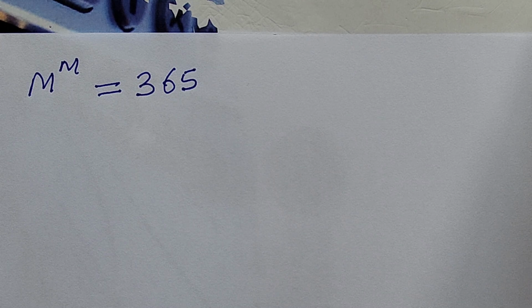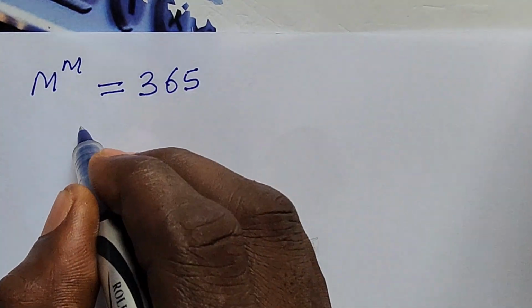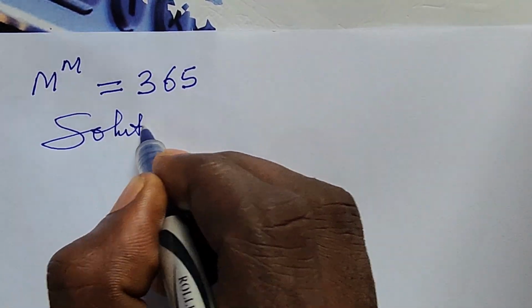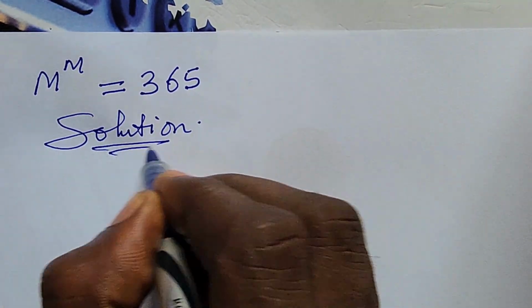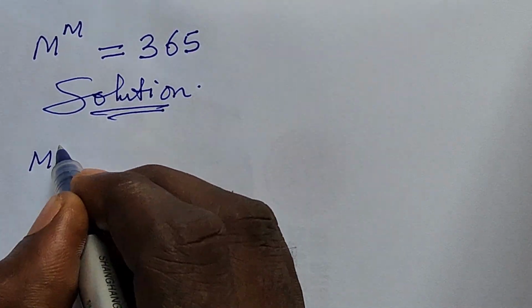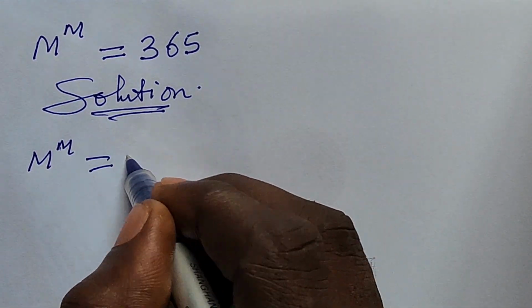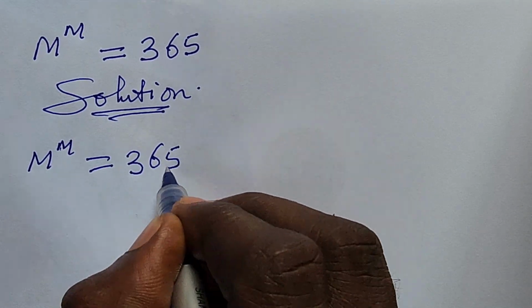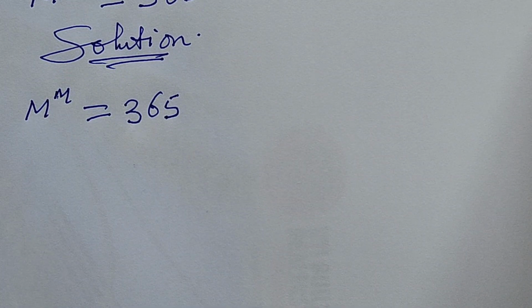The question before us here is m to the power of m equal to 365. Okay, so how do we find the solution to this math challenge? The first thing we'll do here is to take our solution. First things first. So from our question, we have m to the power of m equals 365, right? So let's do some crazy substitution here.